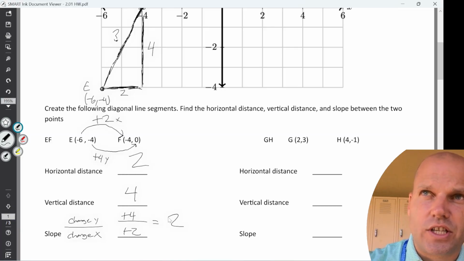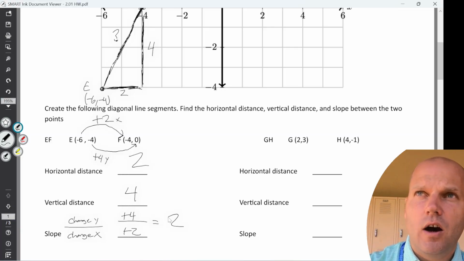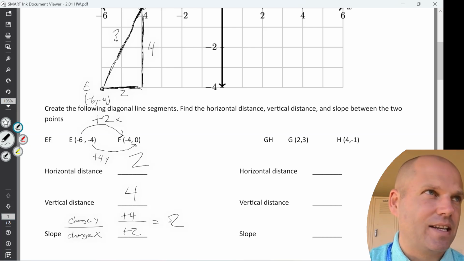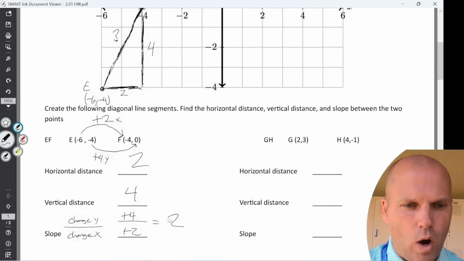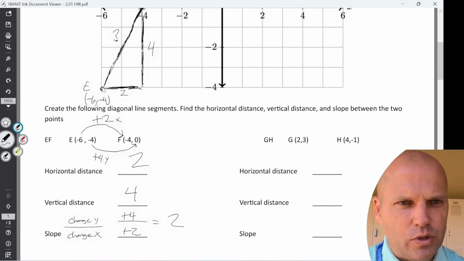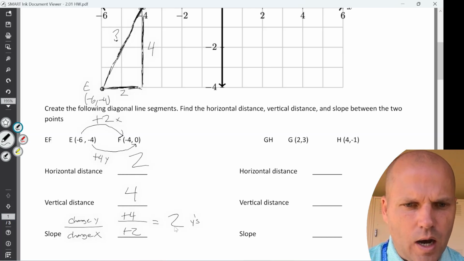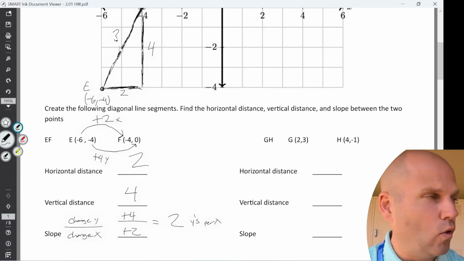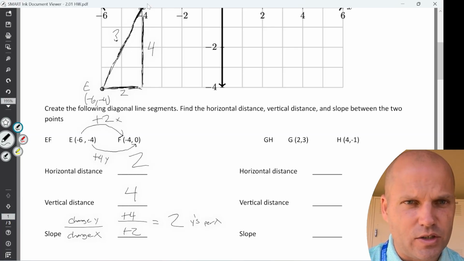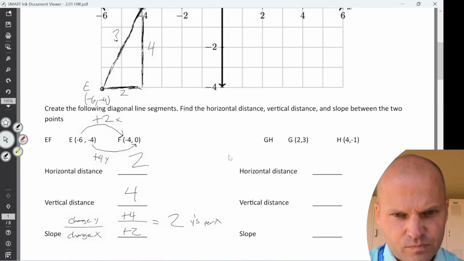Now, slope is just a combination of my y's and my x's. And when you divide them, you have now a y's per x. We would say that from E to F, you can go up 2 y's per 1 x, up 2 y's per over 1 x.